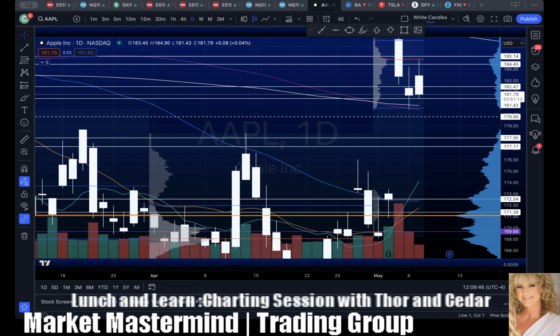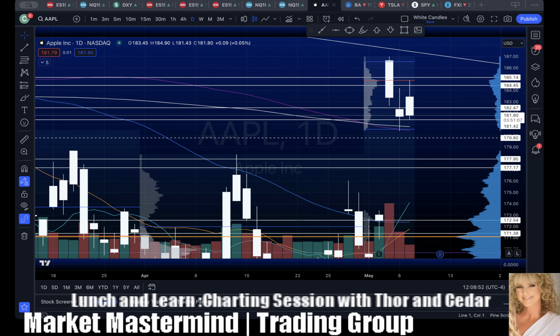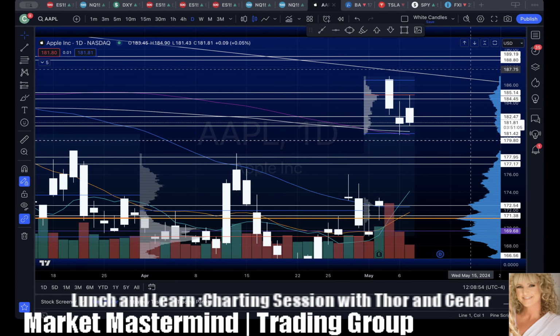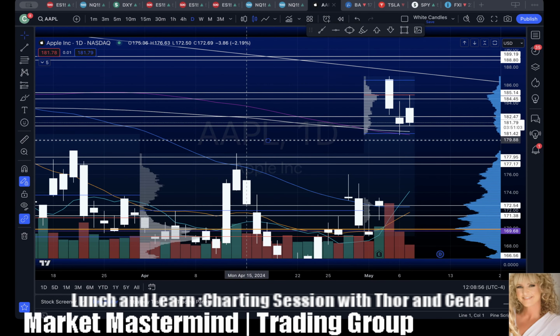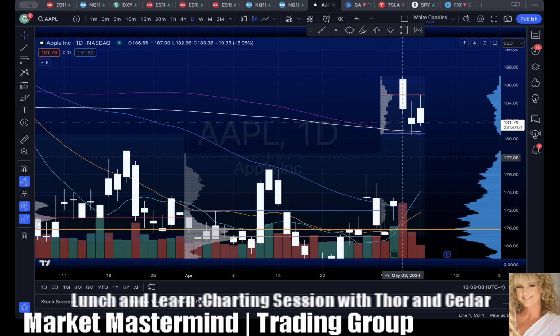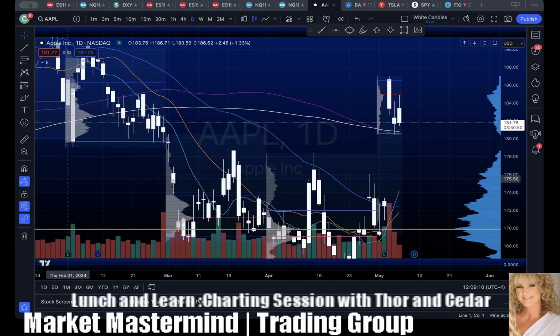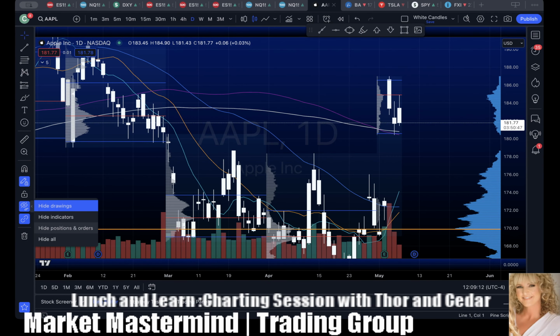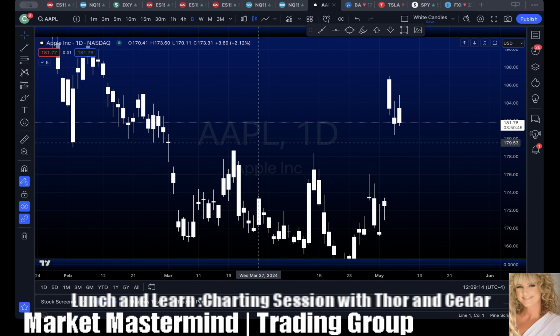But what we really look at is how we can help members learn how to chart. And so anytime you see this white candle chart, I've used this for charting previously. So if I see a bunch of levels like this and I'm like, I haven't thought about this chart in this perspective for a while, I'm going to go in and hide drawings. So you can hide indicators and hide drawings. You can hide all, so you just see the candles.